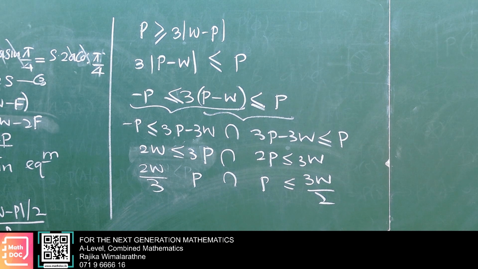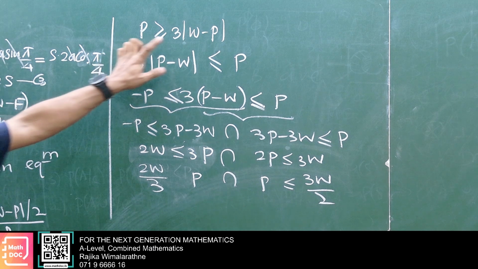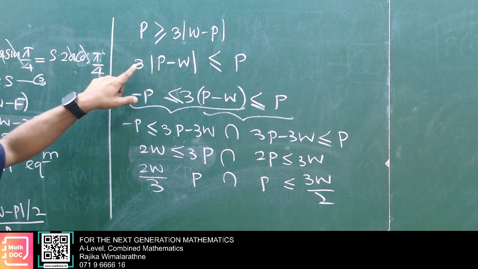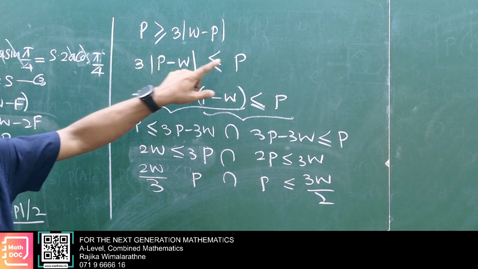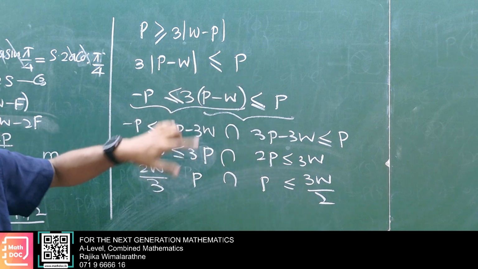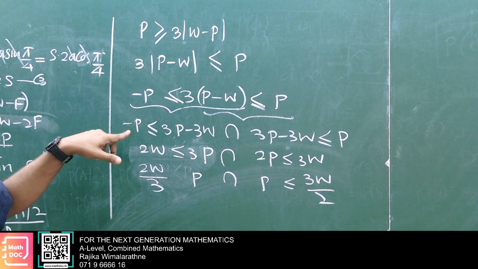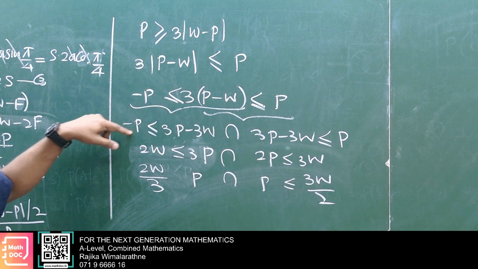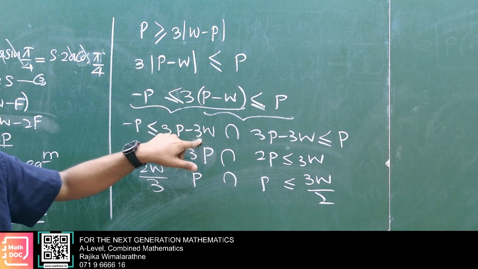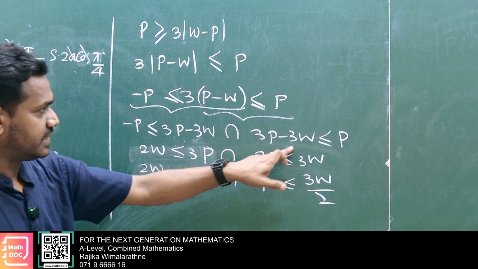Here R equal P. Then here 3 now. Then here cross multiply P, 3W minus P, 3P minus W. P, then 3P minus W in between minus P to plus P range. Then split this one, minus P, 3P minus 3W, interception, 3P minus 3W less than P.